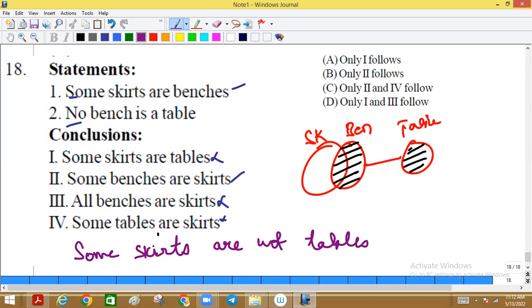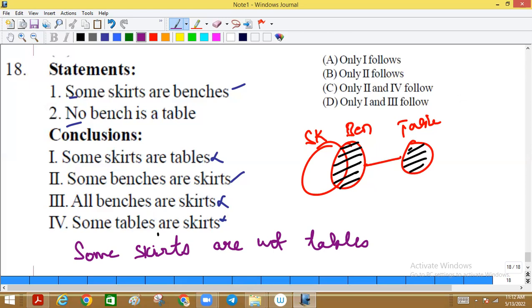Either-or is possible when you don't know the relation and you can't say exactly. When you can say exactly, either-or is not possible. Got the logic of what I'm saying? Okay. Now, can you say exactly that some skirts are not tables? Can you say exactly 100%? Yes, we can say exactly.